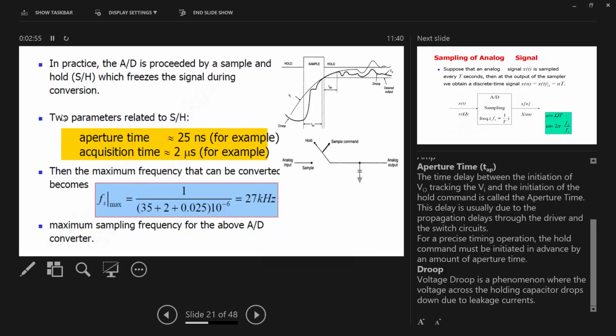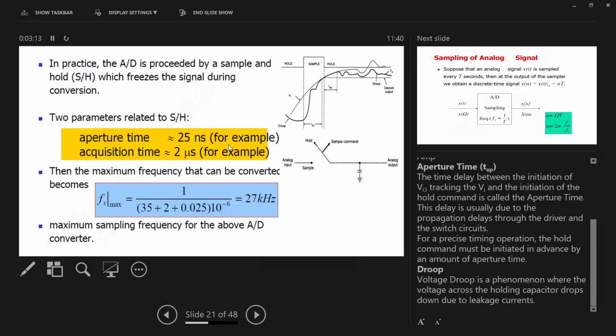But let's concentrate on our requirement. Two parameters related to the sample and hold circuit are there: aperture time, for example, let's say it is 25 nanoseconds, and the acquisition time is 2 microseconds.